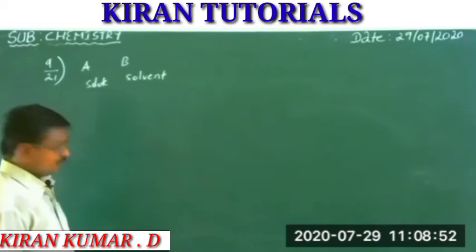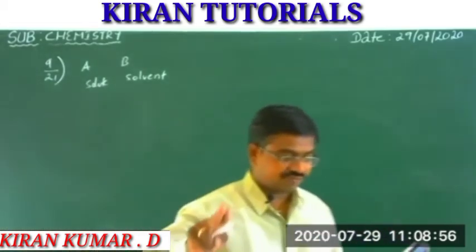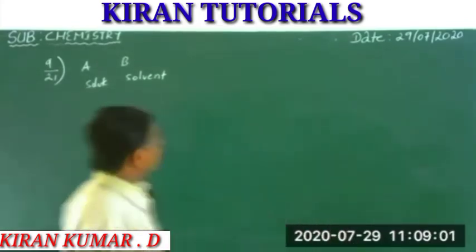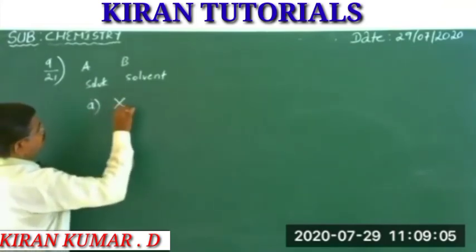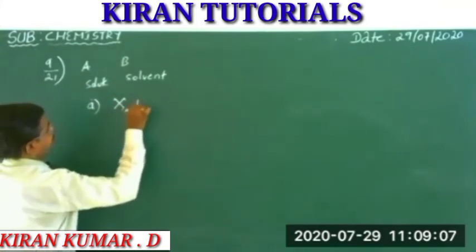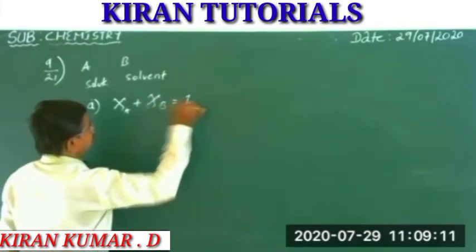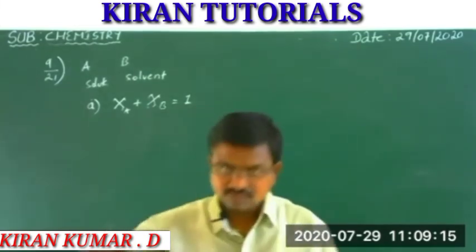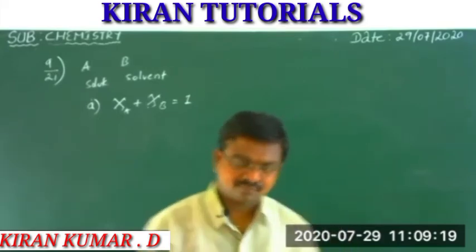Then, for binary solution, sum of mole fractions of all components is equal to 1. It is true because the first one, mole fraction of A plus mole fraction of B is equal to 1. Always it is equal to 1. This is right. Now in coming classes we are going to discuss that one.